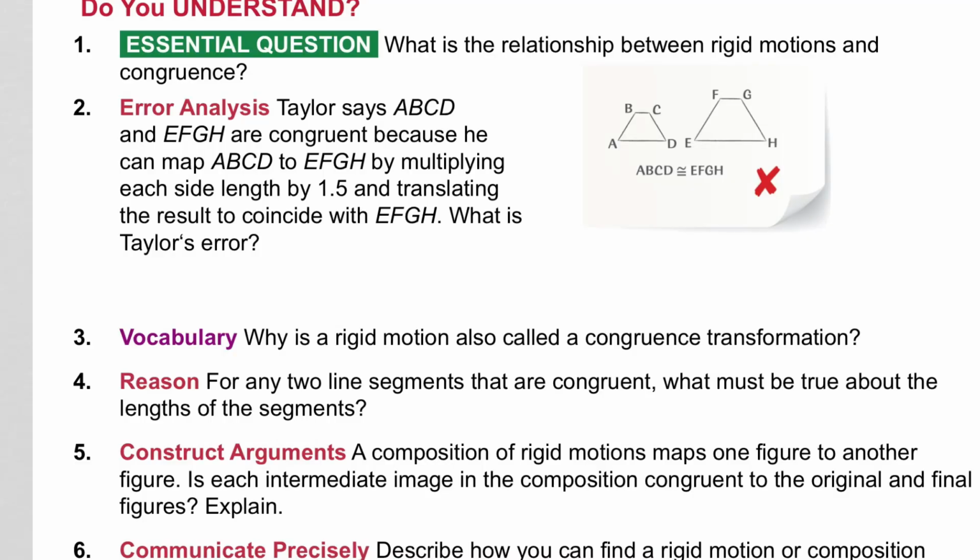Question number 2, error analysis. Taylor says that trapezoid ABCD and trapezoid EFGH are congruent because he can map one onto the other by multiplying each side by 1.5. What was his mistake? He is changing the size of the trapezoid. He's performing a dilation, and a dilation is not a rigid motion.